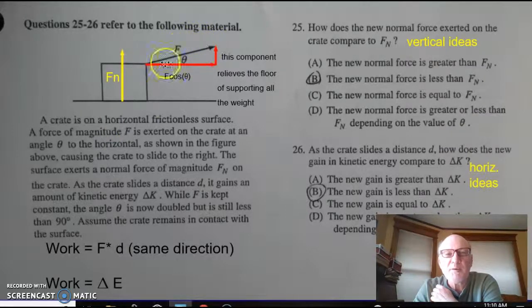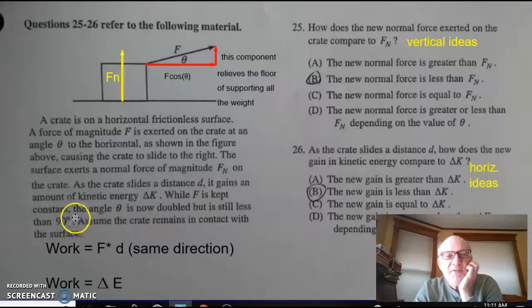So it's pulled upwards, like it has a little handle maybe on a wagon or something like that, so that the crate slides to the right. The surface exerts a normal force of magnitude Fn on the crate. So I'm showing that here in yellow, the surface kind of providing some support for the weight of the crate. As the crate slides a distance d, it gains an amount of kinetic energy delta K. So just defining that there's some distance it slides and it gains some kinetic energy because of this force.